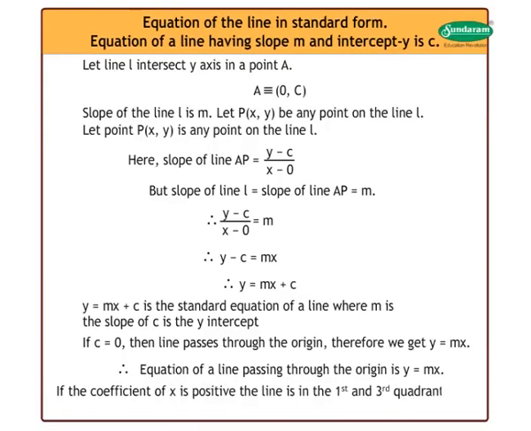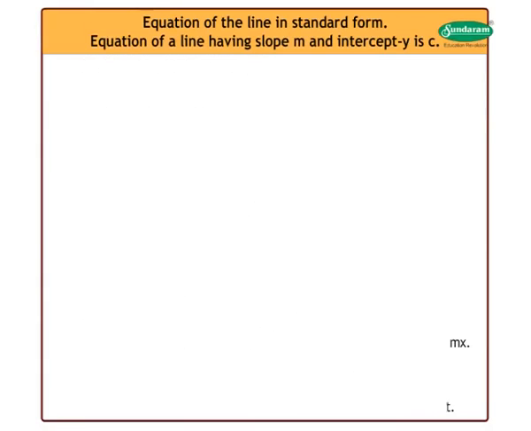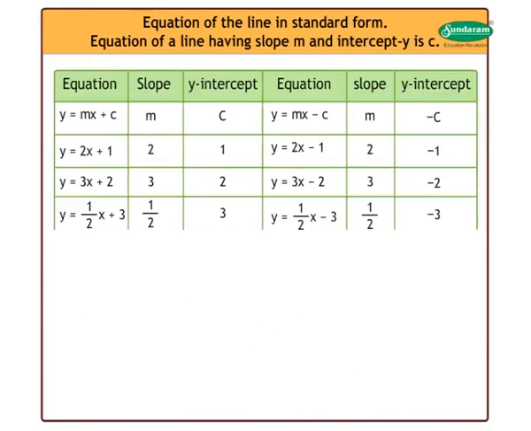If the coefficient of x is positive, the line is in the first and third quadrants. If the coefficient of x is negative, the line is in the second and fourth quadrants. The examples of the same are given in the table.